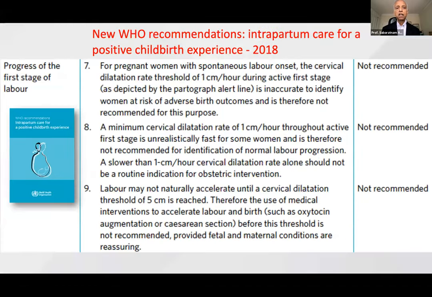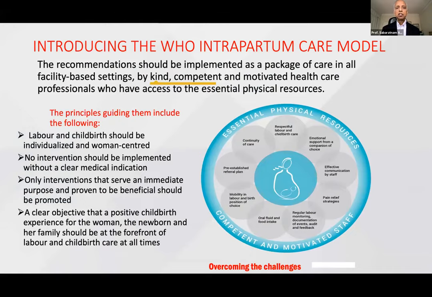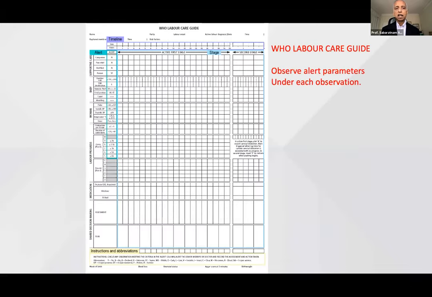So based on that, they have other recommendations, what not to do, not to expect 1 centimeter per hour dilatation or minimum dilatation of 1 centimeter, and labor may not naturally accelerate unless 5 centimeters, and so on. So what they have done is to introduce whatever they have synthesized as evidence into the labor care guide. So I'll move straight into labor care guide.